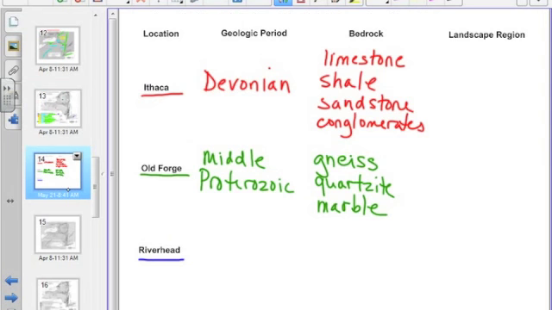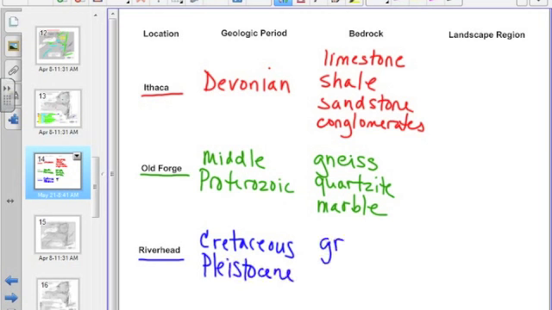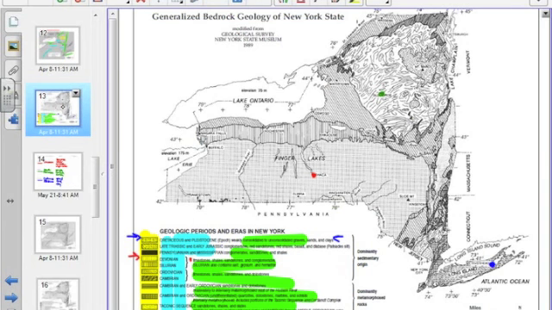All right, so Riverhead, this is Cretaceous and Pleistocene. And we wind up with gravel, sand, clay. Not even rocks, right? These are sediments. So we have loose sediments underlying Long Island, again, due to its glacial history. So we found out quite a bit about the bedrock underlying different locations in the state.